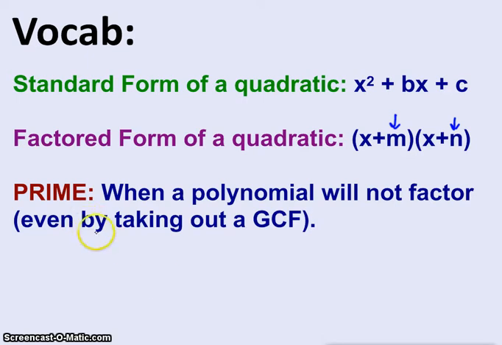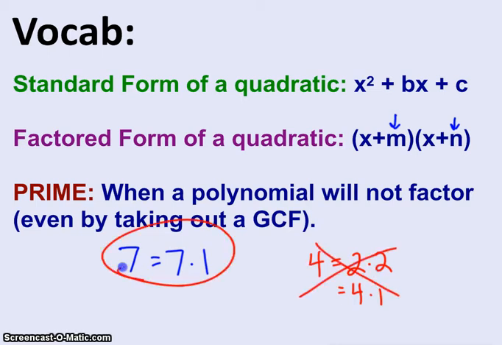Now a prime, remember a prime number is any number that can only be multiplied by itself and 1. So if I look at it, 7 is a prime number because the only way I can multiply two numbers to get 7 is 7 times 1. Now 4 is not a prime number because I can multiply that by 2 times 2. Notice it's also multipliable by 4 times 1. Because I have multiple sets of factors, 4 is not prime, but 7 is.